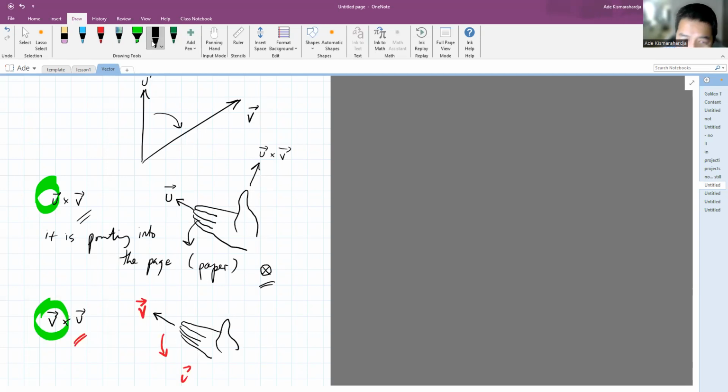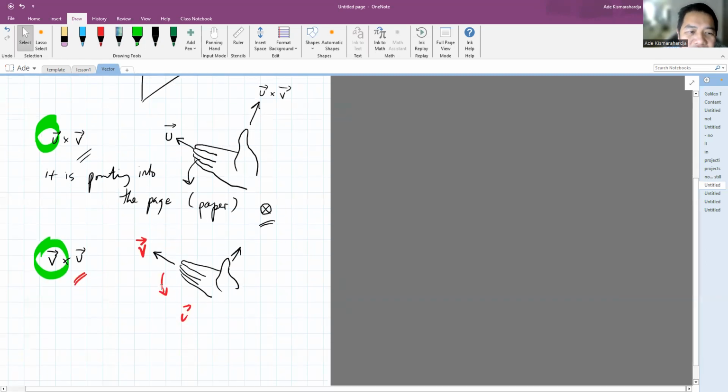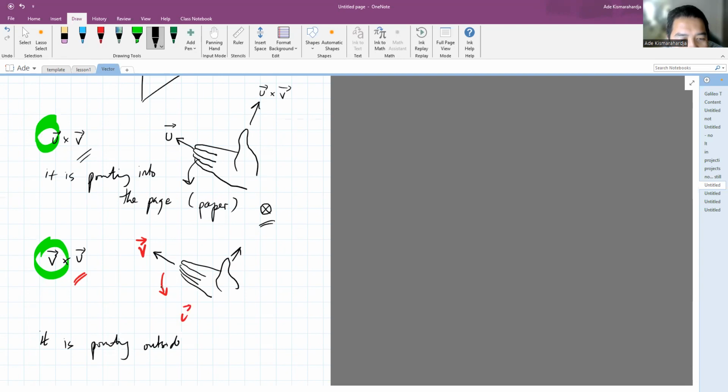The direction of your thumb is actually now going outward. So it is pointing outside the page or the paper. So the thumb is going towards you, actually, to our direction.